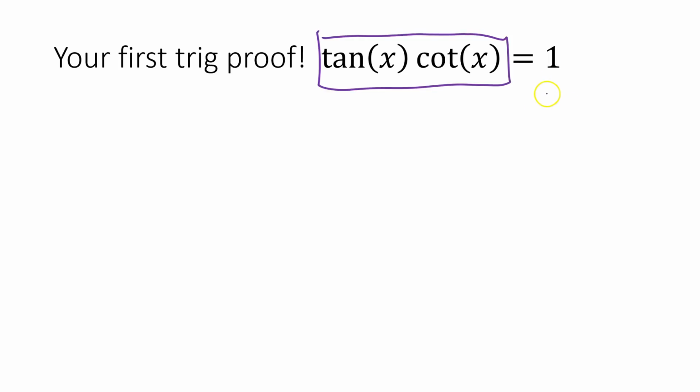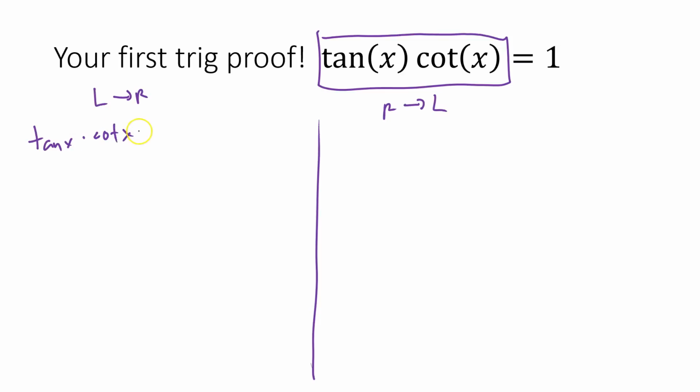But for this proof, I'm going to show how you could do it both ways. Okay? So we're going to do a left to right, and I'll also show you a right to left. And you'll see that starting from the left side is much easier than trying to fabricate this 1 into something that's going to make a tangent x cotangent x. So if we go left to right, tangent x times cotangent x, a good strategy here is just to put everything in terms of sine and cosine.